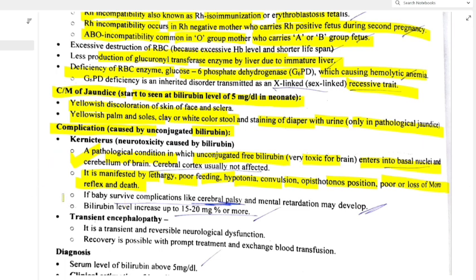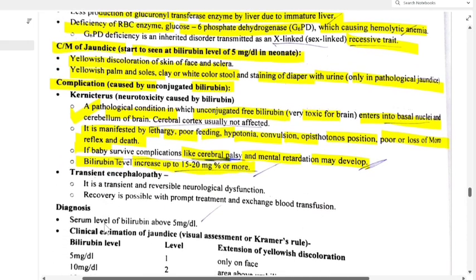Now if the baby survives, complications like cerebral palsy and mental retardation may develop. Now the bilirubin level increases up to 15 to 20 mg% or more. It is clear. Now comes to transient encephalopathy.